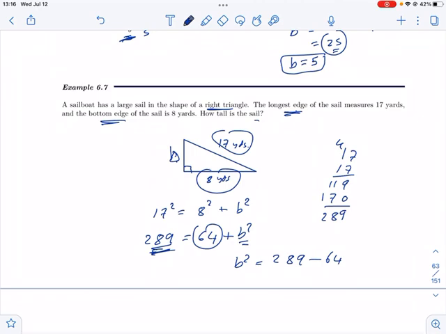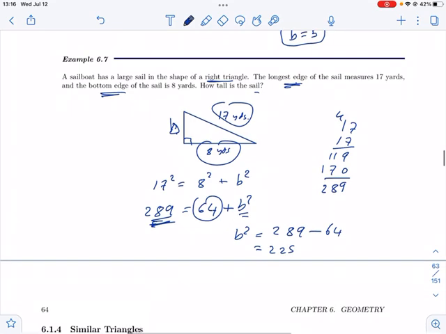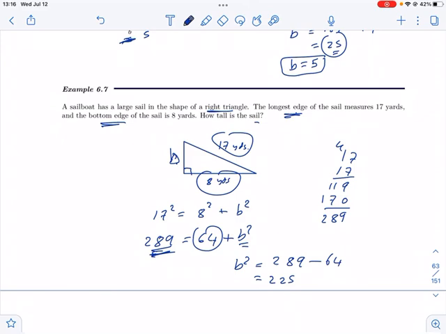And that is 225. So B squared is 225. Now we find the square root of 225. What is the square root of 225? It's 15. So B is 15. So how tall is the sail? It's 15 yards.